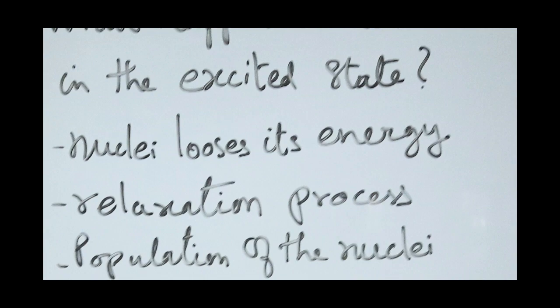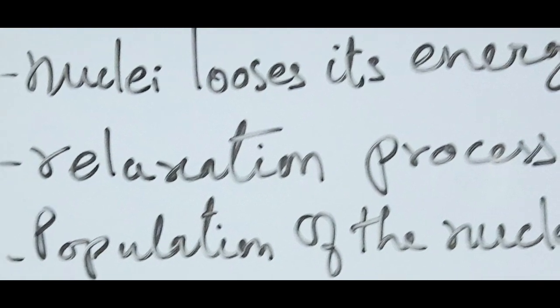If it is clearly observed, then only you will get a signal in the NMR spectrum and you can record the NMR spectrum and you can get some structural information. So the nuclei in the excited state loses its extra energy and this process is called the relaxation process in NMR spectroscopy. See? The nuclei loses its energy in the excited state and it returns to the ground state. The process by which the nuclei are losing the energy is called the relaxation process.